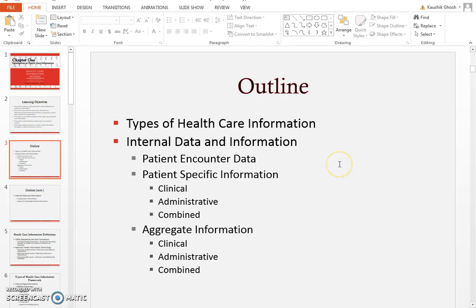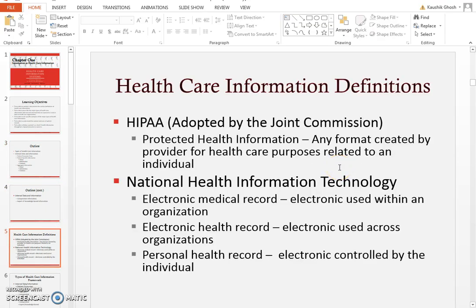There are certain things for you to understand. Patient information could be related to clinical information, meaning the patient's weight, height, blood pressure, A1C level. It could be related to administrative issues, such as what sort of insurance the patient holds, what sort of claims the patient has filed. And then you could have a combination.